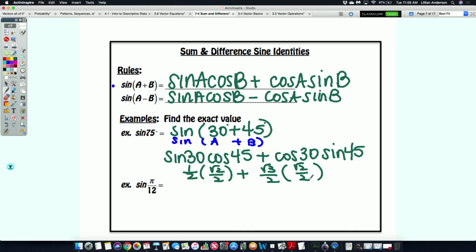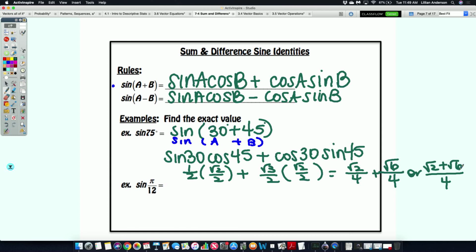You multiply fractions straight across. 1 times the square root of 2 is square root of 2 over 4. And then what's the square root of 3 times the square root of 2? Square root of 6. Square root of 6 over 4. And that's your answer. That's it. That is the exact value of the sine of 75 degrees. You could also write it as one fraction because they have the same denominator. Either one would be acceptable. So that's how you use the sine identity for sum and difference.